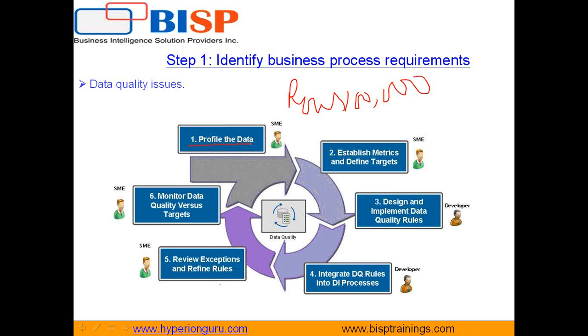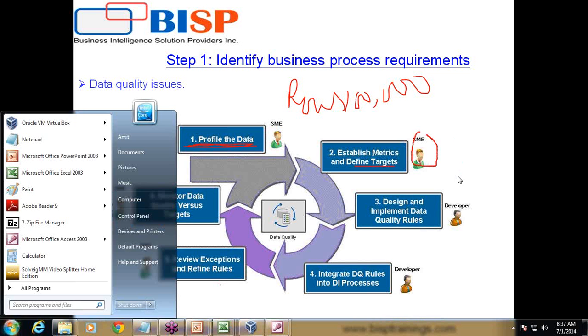We have a profiling of data. We put the data in a certain order and do a profiling of it. Establish a matrix and define a target. Establishing the matrix is pretty complicated. It is done by a subject matter expert from a business team. See, for us as developers or the technical team, everything is a number. For us, everything is a number. But the business has a meaning with a number.